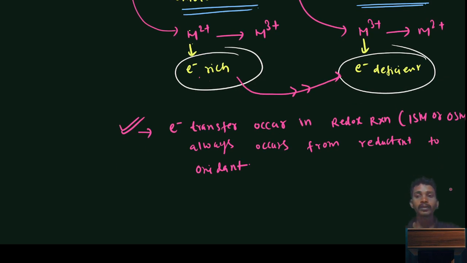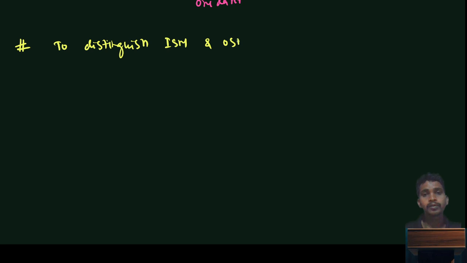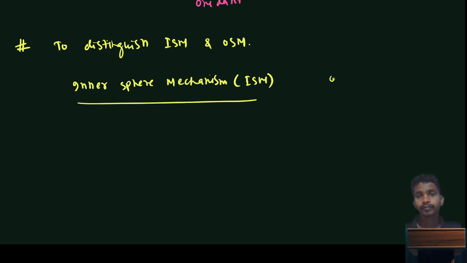Now we look at why we have inner sphere mechanism and why we have outer sphere mechanism. How do you distinguish whether it is inner sphere mechanism or outer sphere mechanism? For that, let's talk about some key points to distinguish between them. Let's say here we have inner sphere mechanism, that is ISM, and outer sphere mechanism, let's say this is OSM.